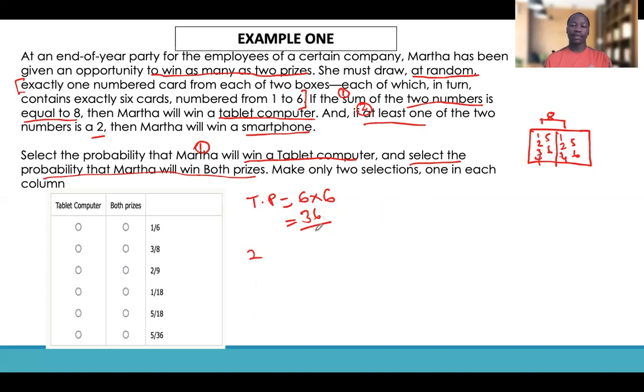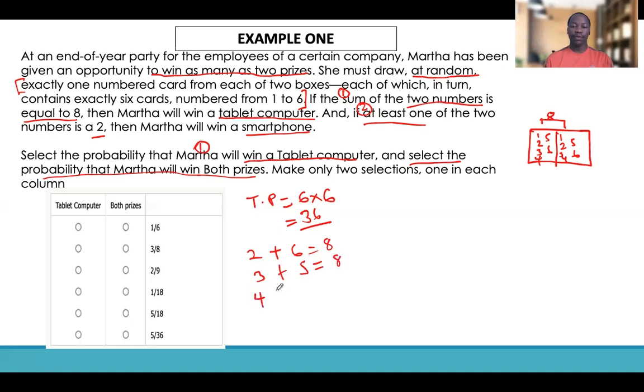So the first card that we have is 2. To get to 8, we need to pick a 6 from the other box. That adds up to 8. Going to 3, we pick 5 from the other box. It will add up to 8.